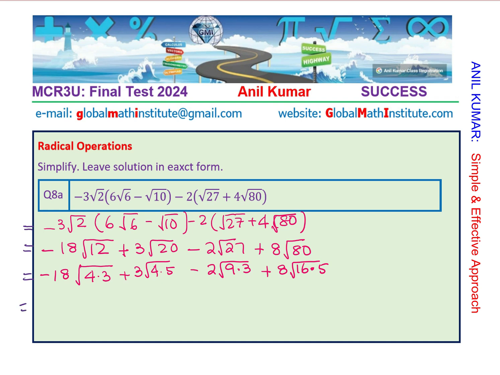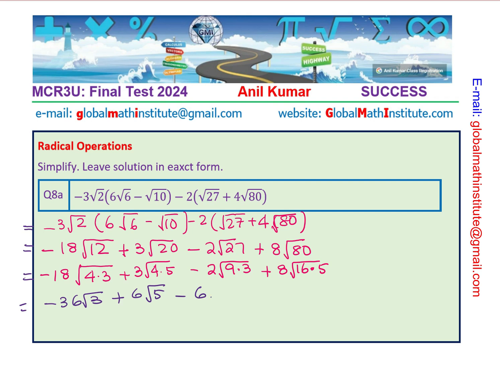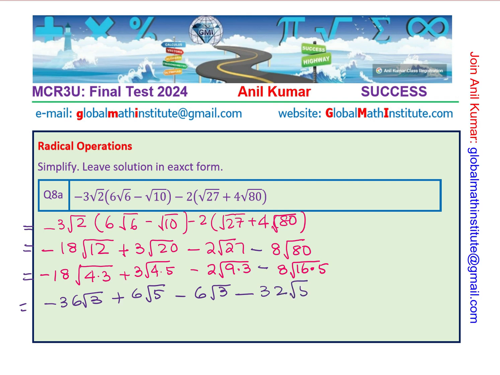Square root of 4 is 2, right? So this becomes minus 36 square root 3 plus square root of 4 is 2, 6 square root 5 minus square root of 9 is 3. 3 times 2 is 6 square root 3, and that sign should have been negative, right? Let me correct it. Both signs will change. So we have 8 times 4, which is 32 square root of 5.